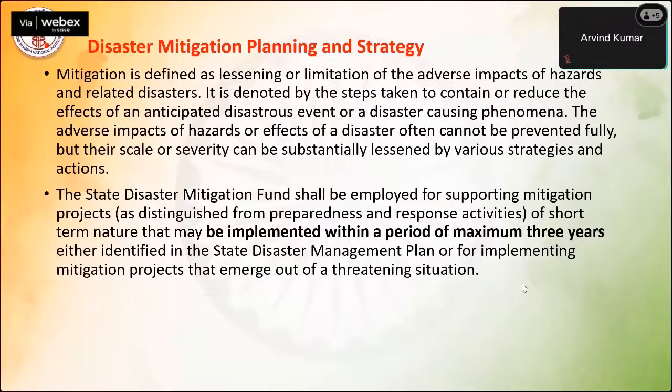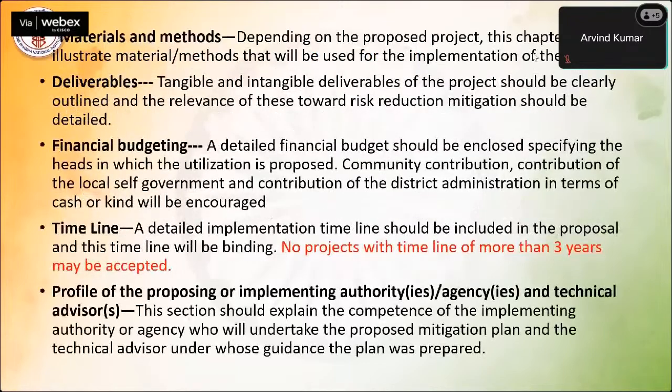Okay. Now, mitigation projects have a channel. This can be done in a planned manner as part of engineering or technological efforts by the state, the district, or the national government, which can define or process it as a project. Government projects are processed depending upon their utilization, usefulness for the public, and the size of the project in terms of cost. So there are guidelines for this. Then materials and methods, deliverables, financial budgeting, timeline, and the profile of the processing or implementing agency. These are the various details to be worked out.